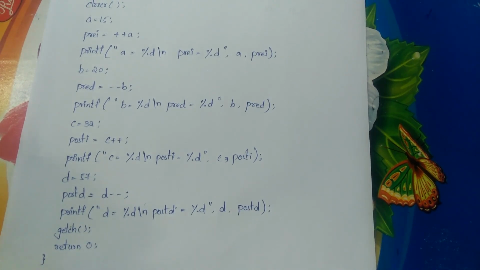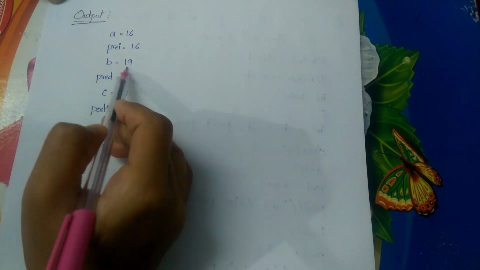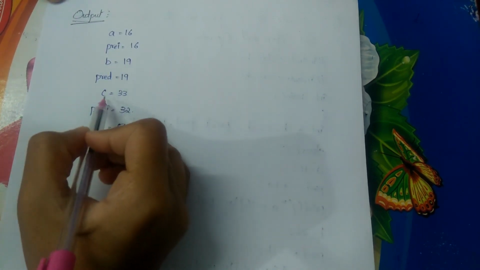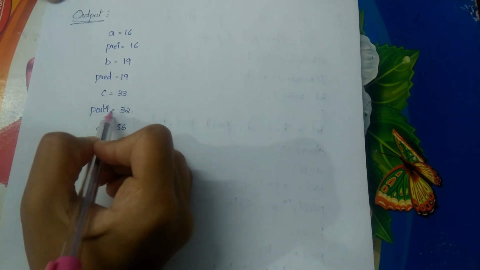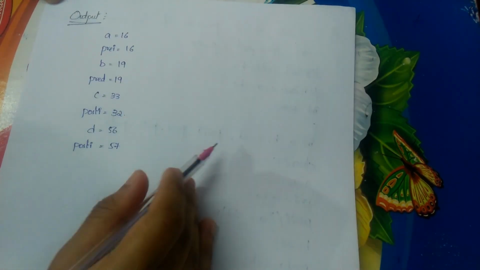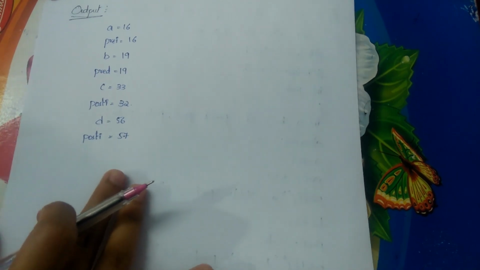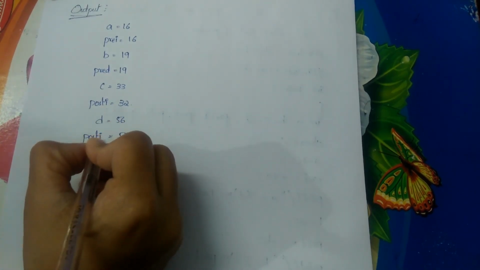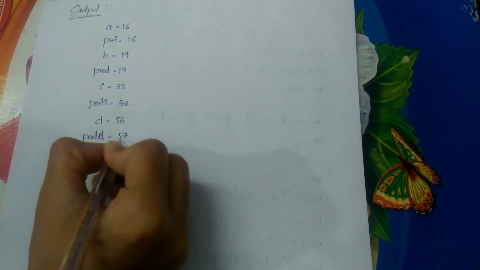Now let's see the output for this program. Now the output is a is equal to 16 and pre-i is equal to 16, and b is equal to 19 and pre-d is equal to 19, and c is equal to 33 and post-i is equal to 32, and d is equal to 56 and post-d is equal to 57.